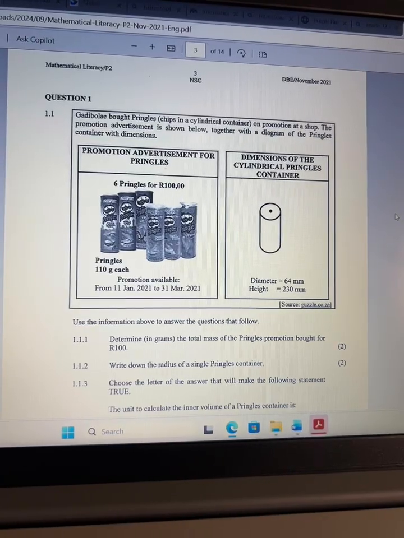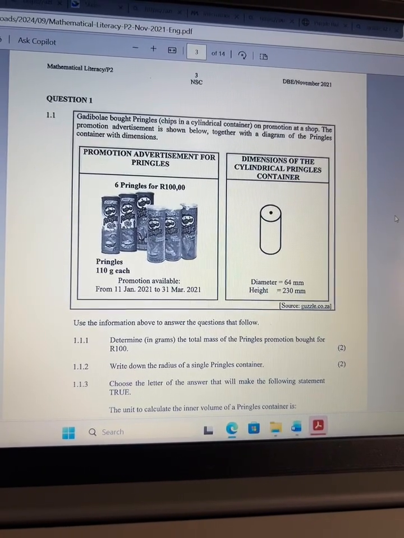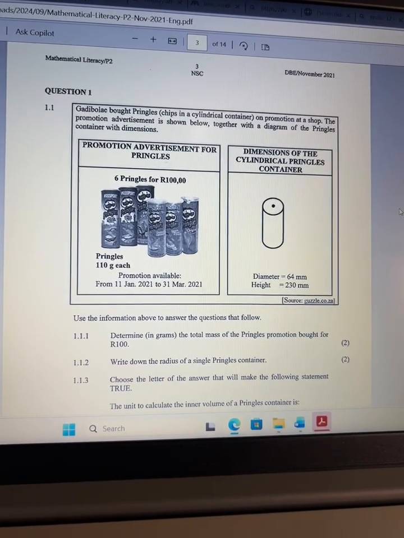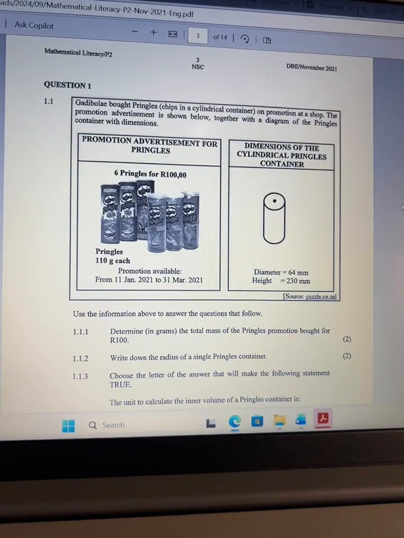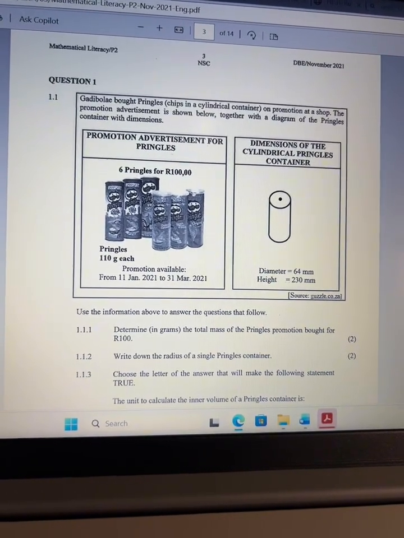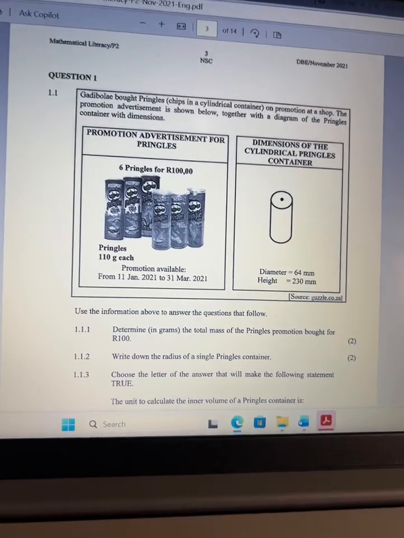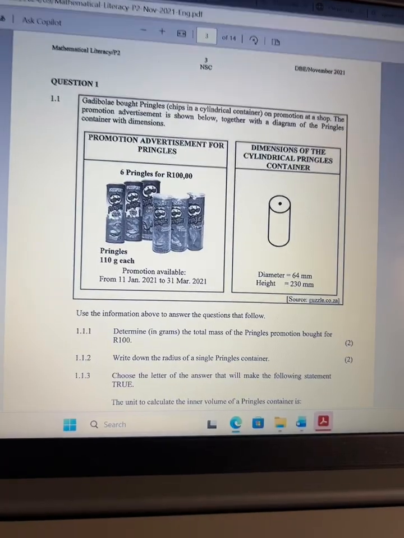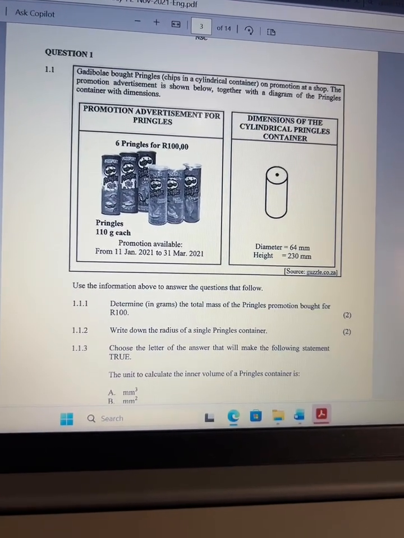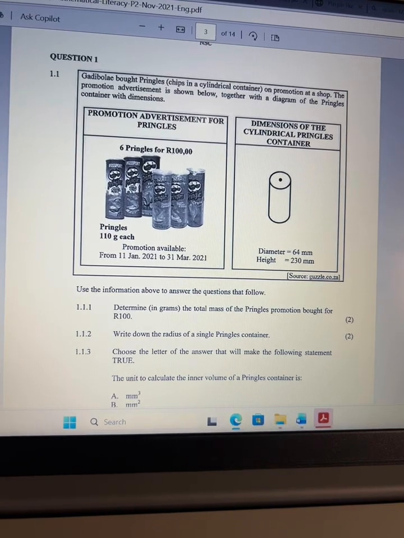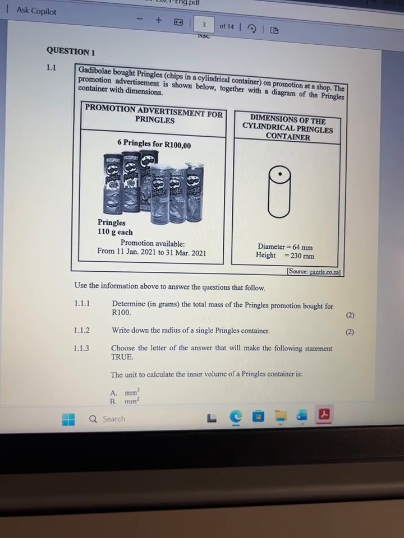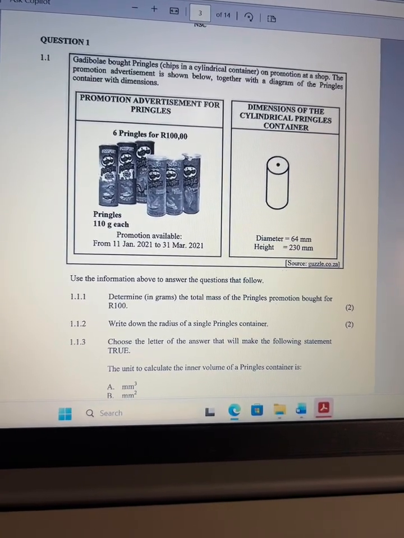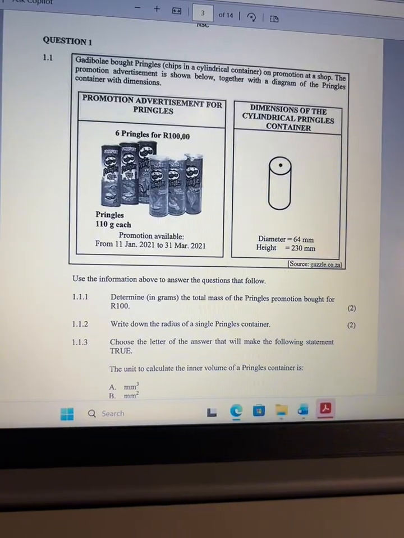Dimensions of the cylindrical Pringle container: the diameter is 64 millimeter, and the height is 230 millimeter. Use the information above to answer the questions that follow. We're going to start with 1.1.1. They said determine in grams the total mass of the Pringle promotion bought for 100 Rand.